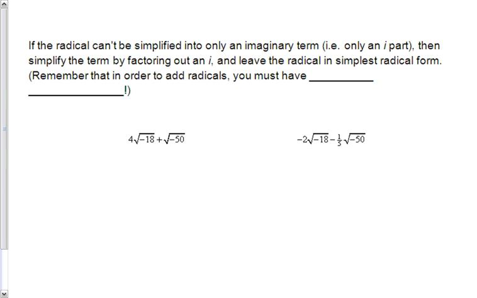All right. If the radical can't be simplified, then you simplify the remaining factor of the i out, leave it in simplest radical term. Remember, you can only add radicals that have like radicands.